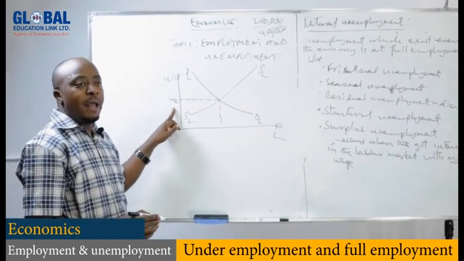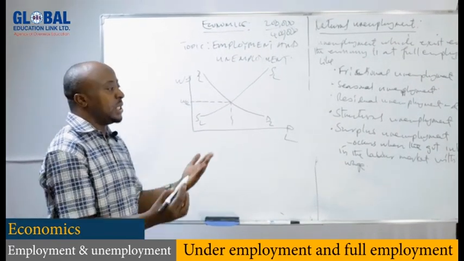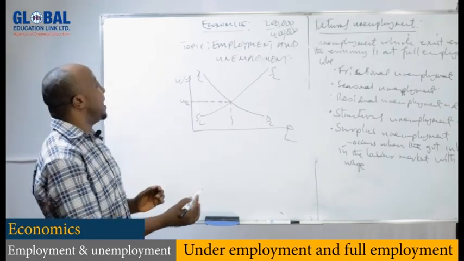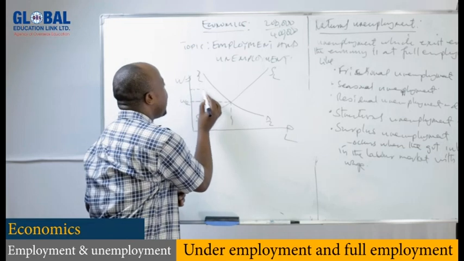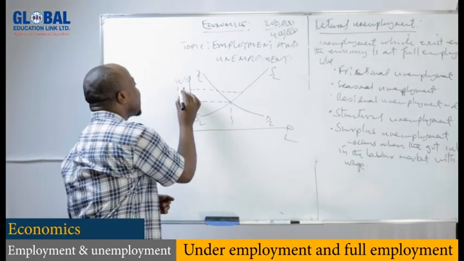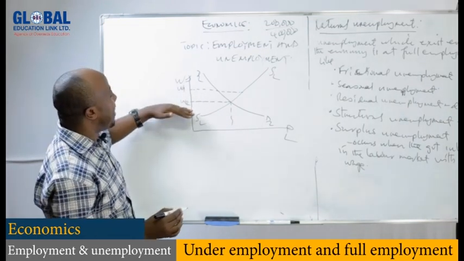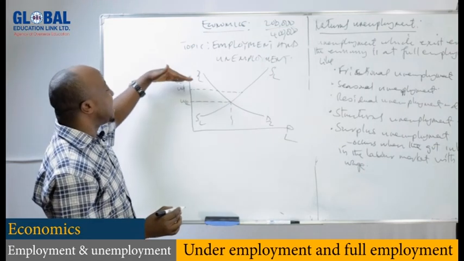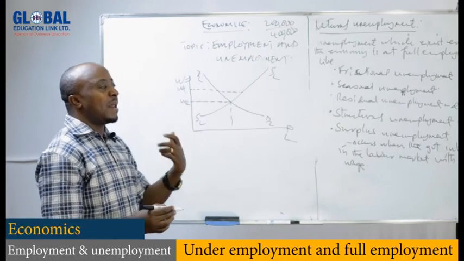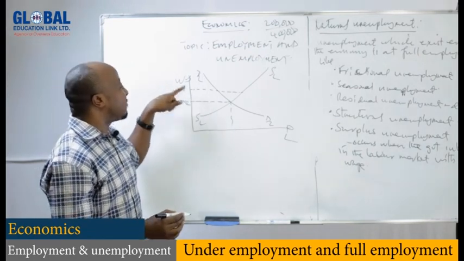This is the equilibrium wage. But maybe the government thinks this wage is not good for workers, so it sets a minimum wage, maybe here. For example, this is wage one, the wage set by the government, called the minimum wage. This wage is above the equilibrium wage, and it is set to protect workers. Now, some of the employers, especially private employers, may think this wage is very expensive for them to pay.